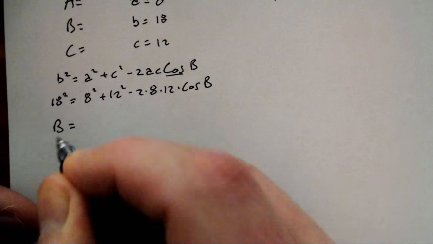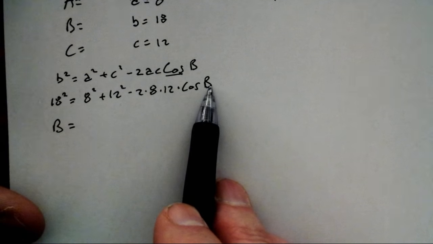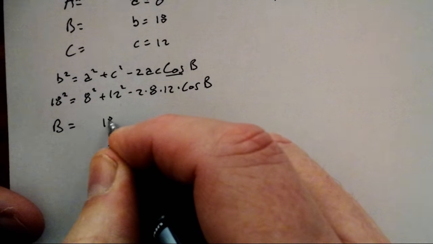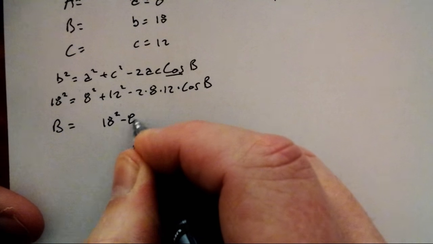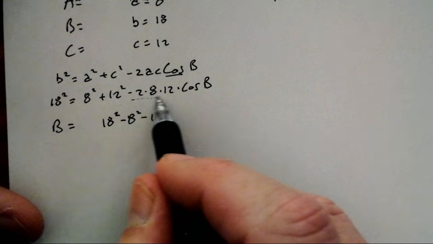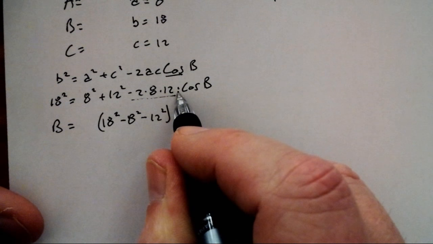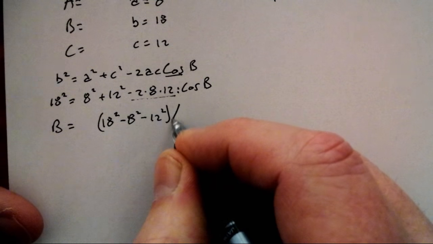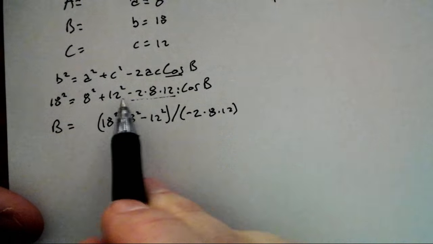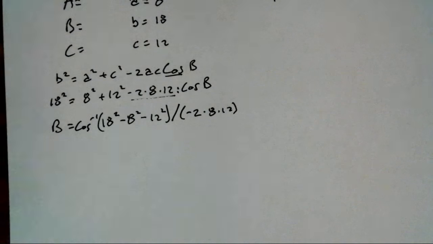I want to get b alone. It started out, and I'm going to leave some space here, you'll see why. I've got to get all of these things away, but it started out on the other side as 18 squared. I need to subtract away 8 squared. I need to subtract away 12 squared. And all of the rest of this is multiplied, so I need to divide it away. So I'm going to divide by negative 2 times 8 times 12. And that gets cosine b alone, but I want to get rid of cosine. Cosine inverse.